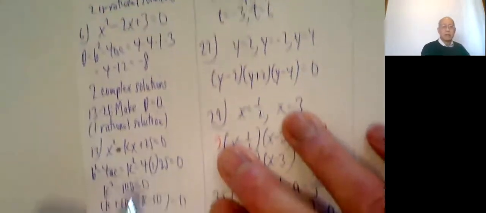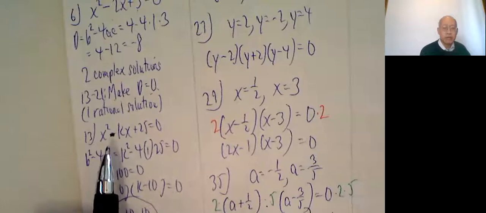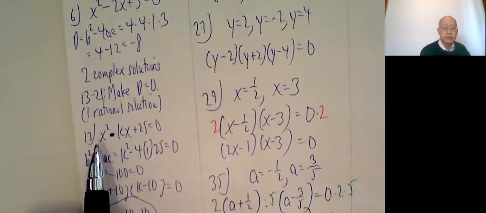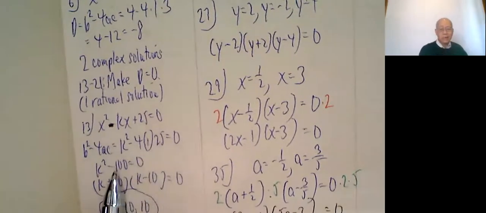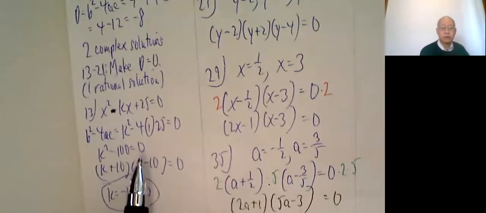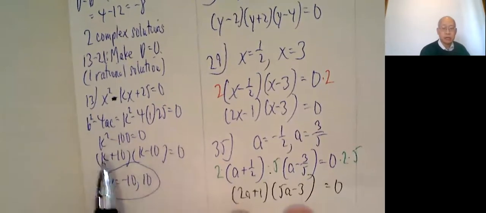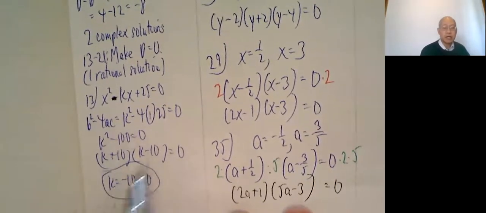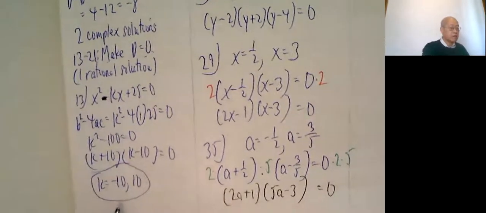A little bit better. So I do the discriminant b squared minus 4ac. So b squared, k squared, minus 4 times a, which is 1, times c, which is 25 equals 0. That gives me k squared minus 100 equals 0. That factors into k plus 10, k minus 10 equals 0. Okay, so what number makes this 0? -10. What number makes this 0? 10. So my k can be either -10 or 10.